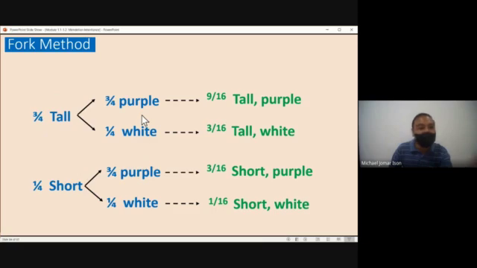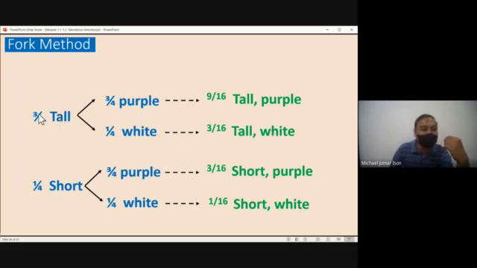So we already know the 3:1 ratio. So you have a 3/4 for the purple and 1/4 for the white combined with the 3/4 tall, and the 3/4 purple and the 1/4 white combined with the 1/4 short. Combining them all together, you will get the answer. 3/4 tall and purple, so you get tall and purple: 3 times 3, which is the numerator, is 9. 4 times 4, you will get 16. So it's 9/16.